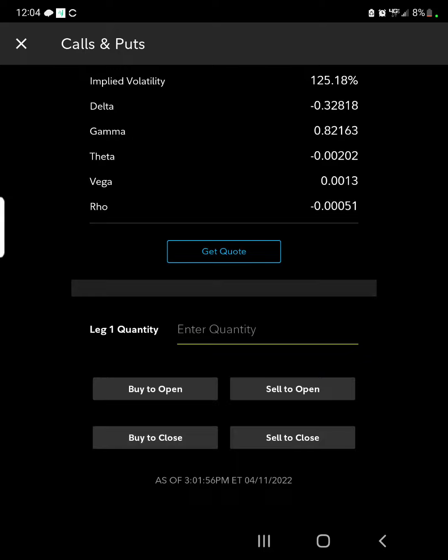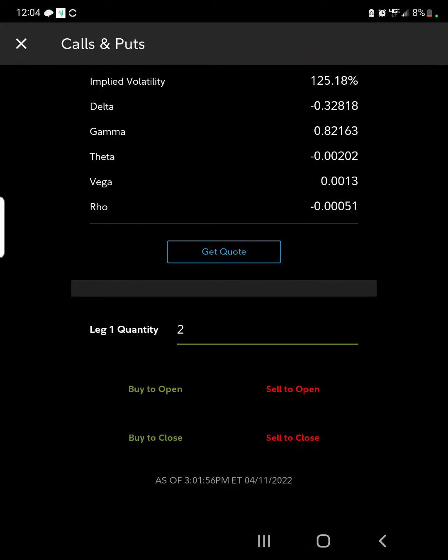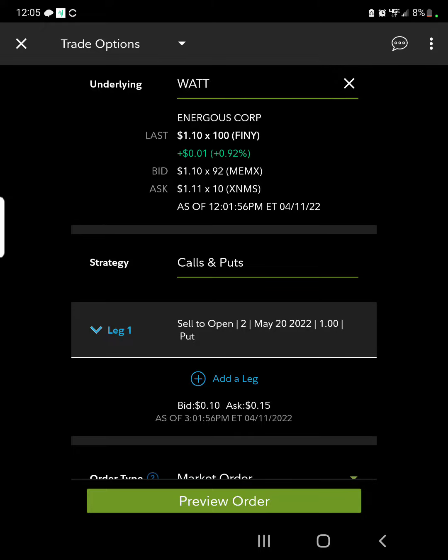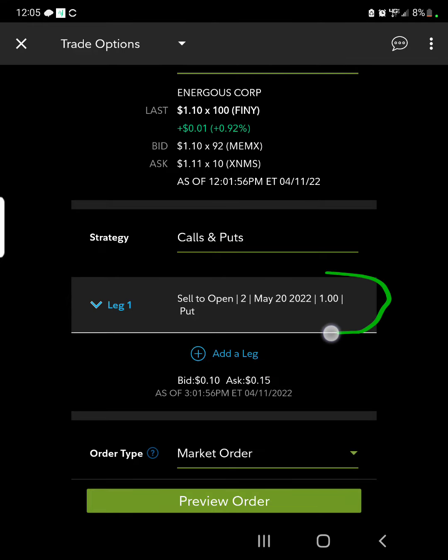But what we want to do is sell a put, so we'll do two contracts, and we're going to sell to open. So we've got the two contracts. That information is shown here, right? That's one leg. I've got level 4 option trading, so I can do multiple legs. I can sell some, buy some, create butterflies, condors, spreads, whatever. But for this example, I'm just going to show you how to sell a put.